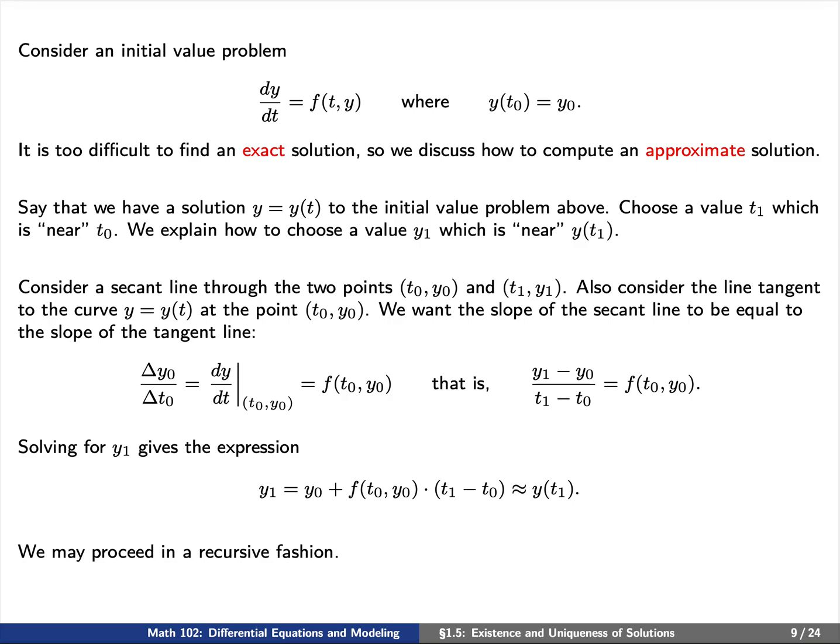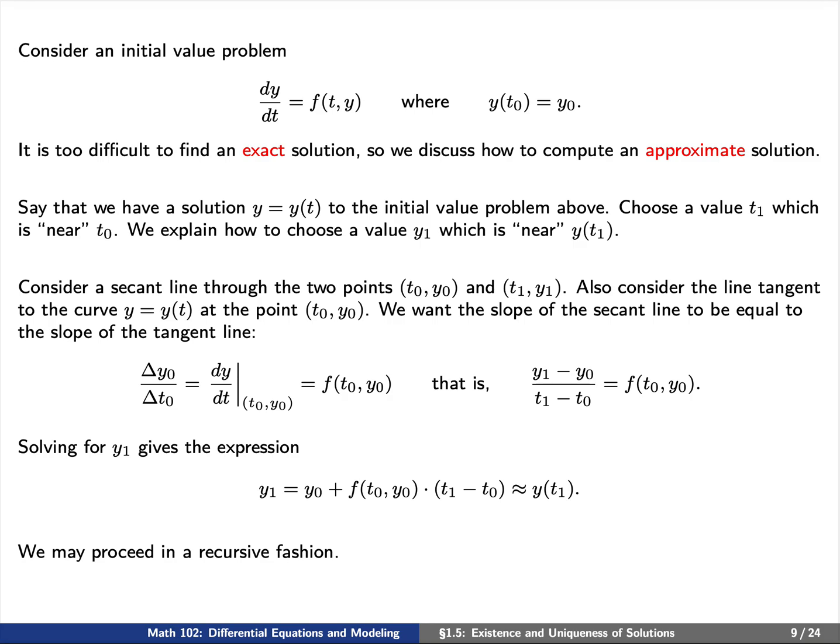Say that we have a solution y of t to this initial value problem. If we choose some time value t1, which is near the initial time value t0, we'll explain how to find a value y sub 1 that is near the value y evaluated at t sub 1.